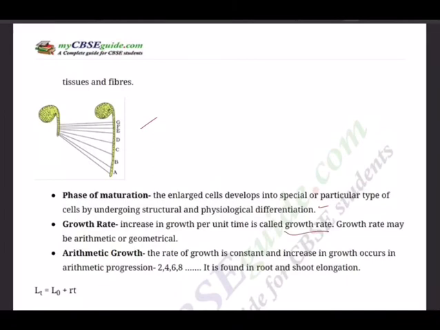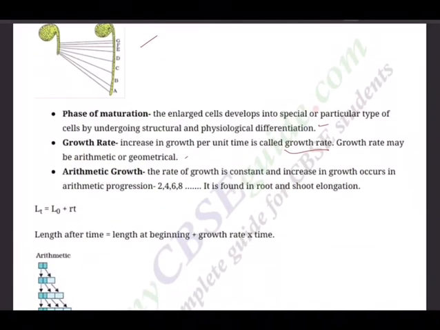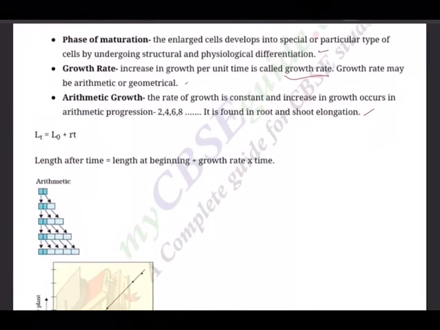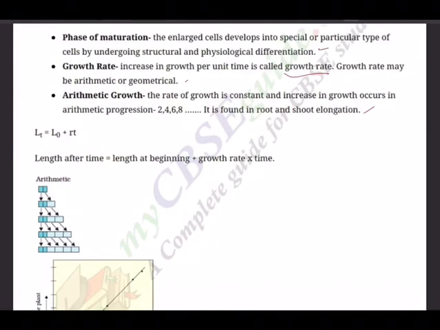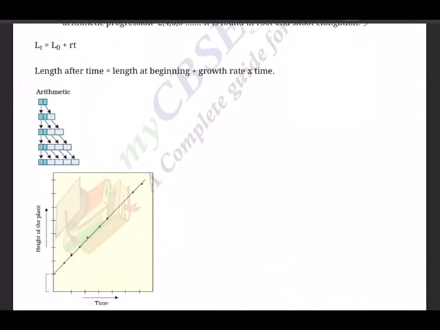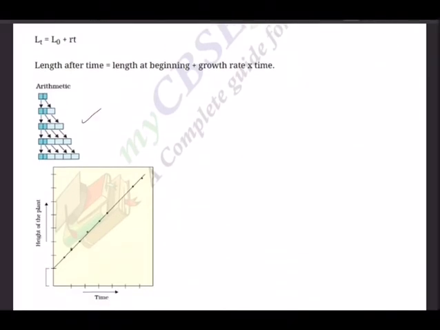And growth rate, increase in growth per unit time, is called growth rate. Growth rate may be arithmetic or geometrical. Arithmetic growth, the rate of growth is constant, and increase in growth occurs in arithmetic progression, like 2 cells, 4 become 6, 6 become 8, like that. It is found in root as well as shoot tissues. Lt is equal to L0 plus rt, that is length after some time is equal to length at the beginning, that's why L0, and growth rate at x times.